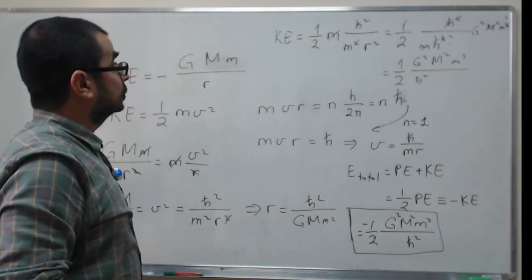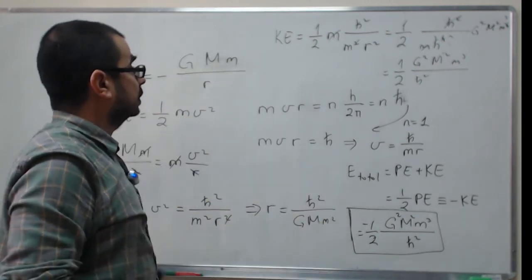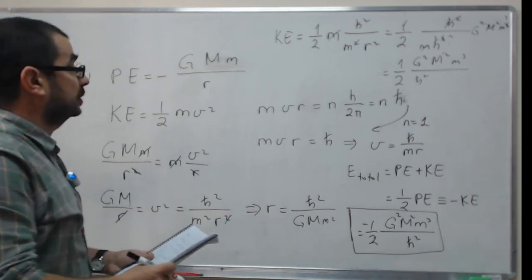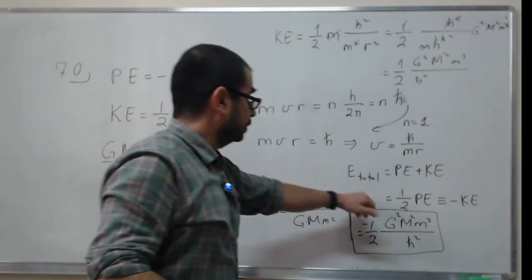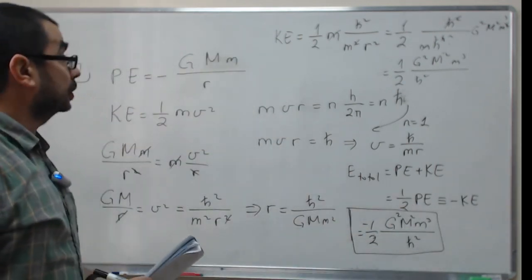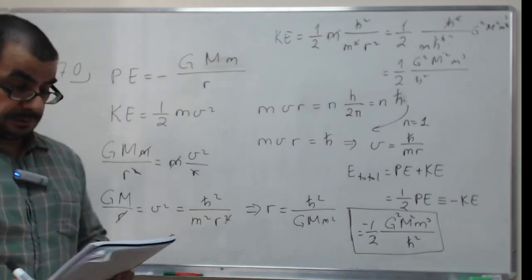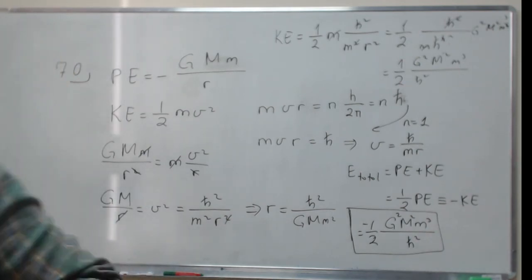Okay, so you could just do this. You do it this way: make a substitution for the potential energy and kinetic energy, and then add them up, or you could just utilize the virial theorem and make the calculation only once. All right, so this was problem 70.